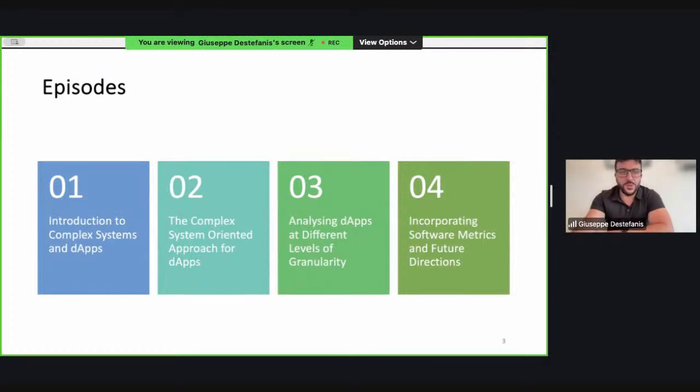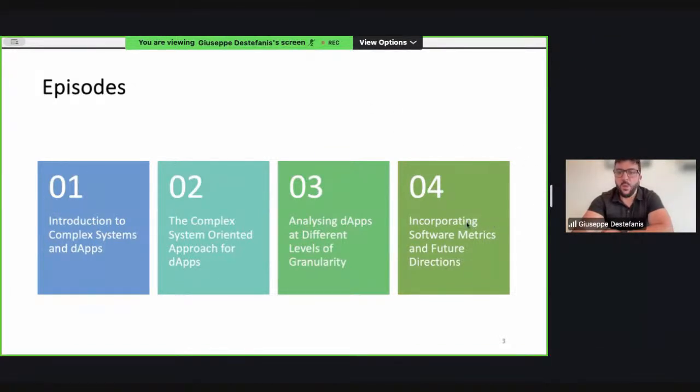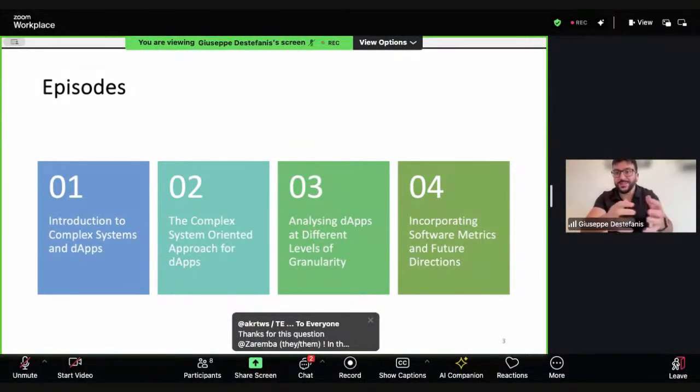We started by introducing the definition of complex systems, and we also continued defining what the so-called complex system approach for dApps is. And then in the third episode, we started understanding how to analyze decentralized applications at function levels and contract levels. We know that the decentralized application is made of contracts, and contracts can contain functions and they can call each other. We discussed bipartite graphs, and we saw the power of using complex networks for representing and checking how a decentralized application is working.